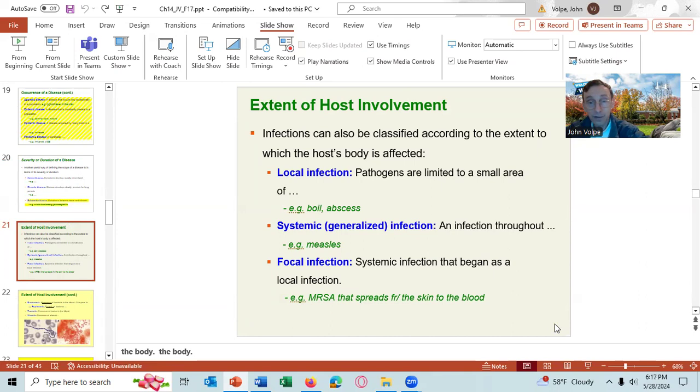A focal infection is a systemic infection that began as a local infection. For example, MRSA may initially cause a skin boil, but then the skin boil gets worse and worse, and the MRSA can get into the blood. And then the blood can spread the MRSA from the skin throughout the body. And then the local infection can become systemic, and we call that a focal infection. Any question about any of that?